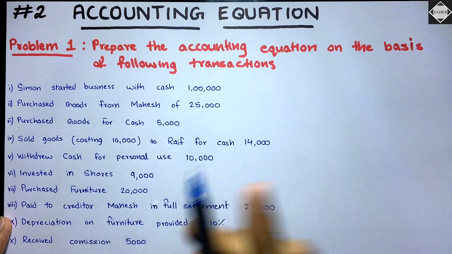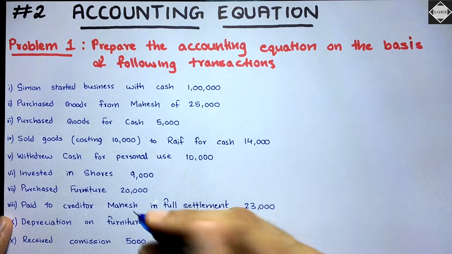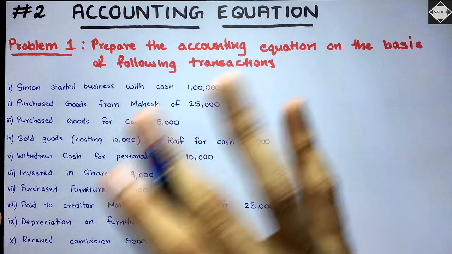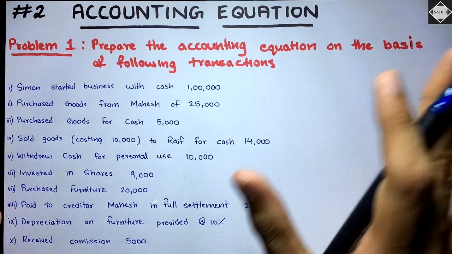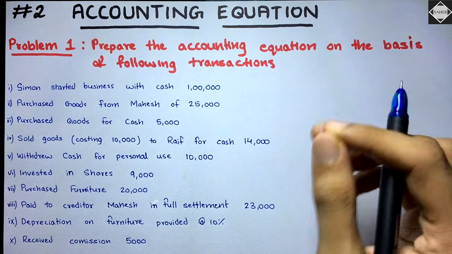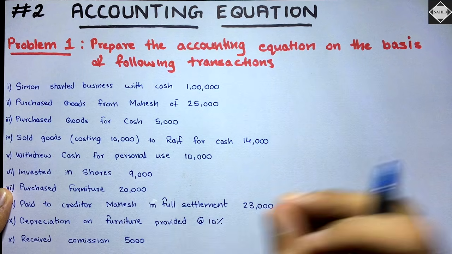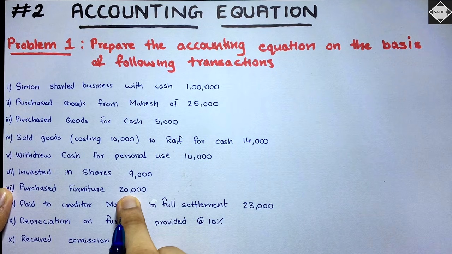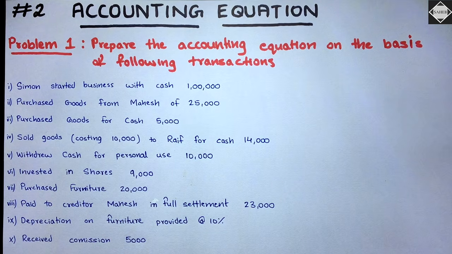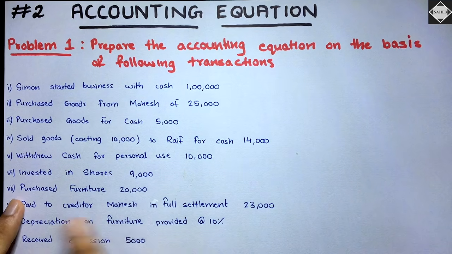Fine. Then the next transaction, purchase furniture 20,000. Very simple. Now here understand, purchase furniture 20,000. Is it a cash transaction or credit transaction? This is a cash transaction. Whenever the question is silent and the name of any person or company is not mentioned, that means it's a cash transaction. If it was a credit transaction, they would have mentioned exactly, purchase furniture 20,000 from Mohan, or from Santosh. But now here there is no name, nothing. You have to assume this is a cash transaction.